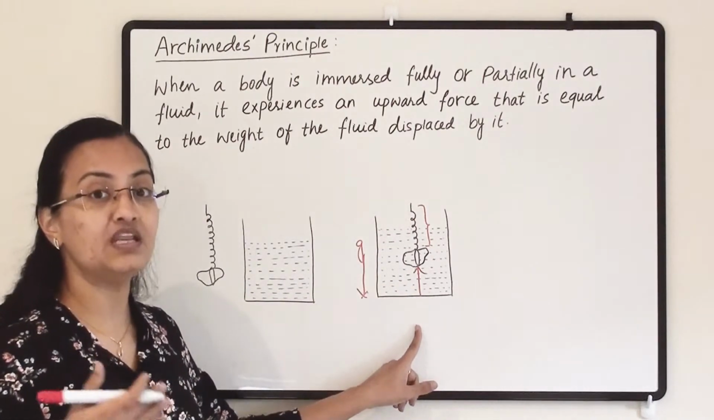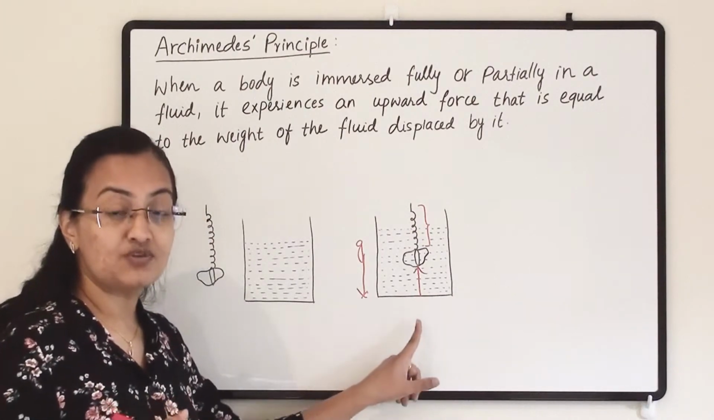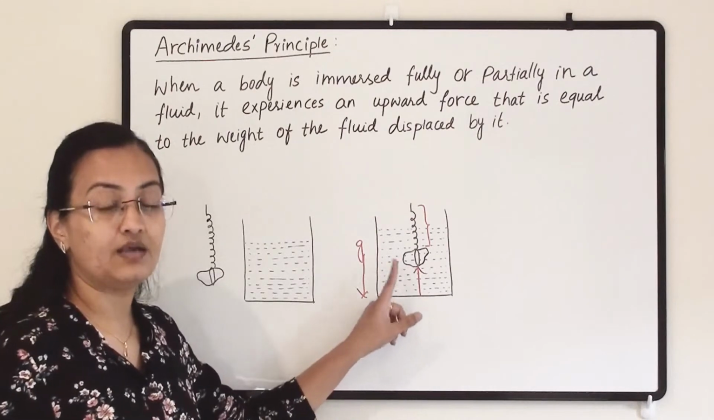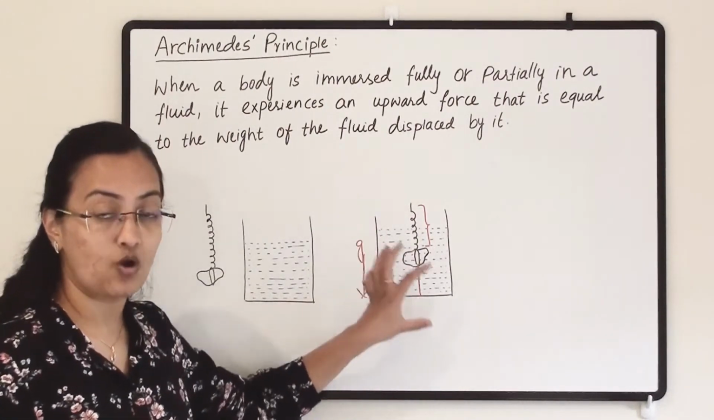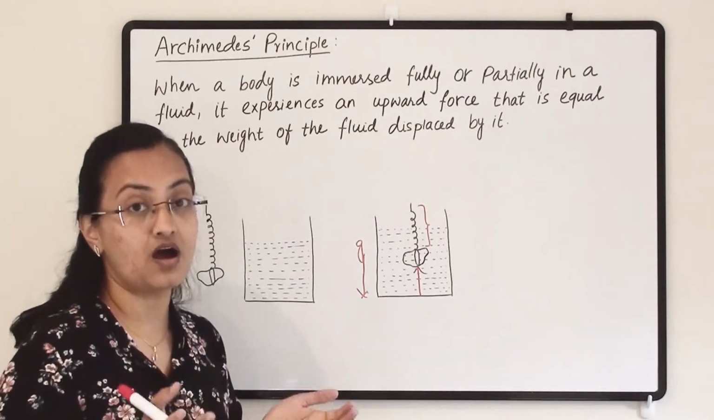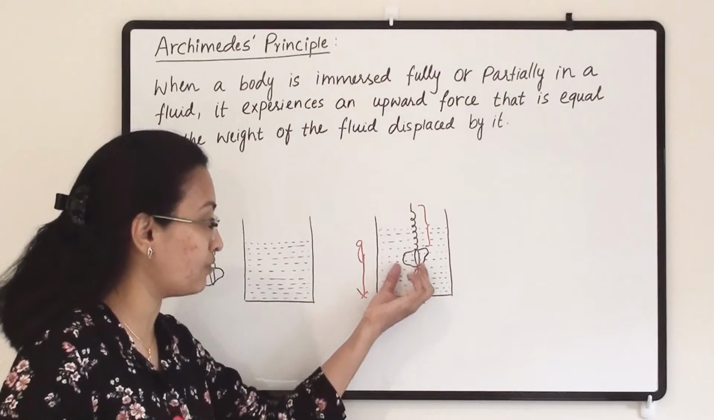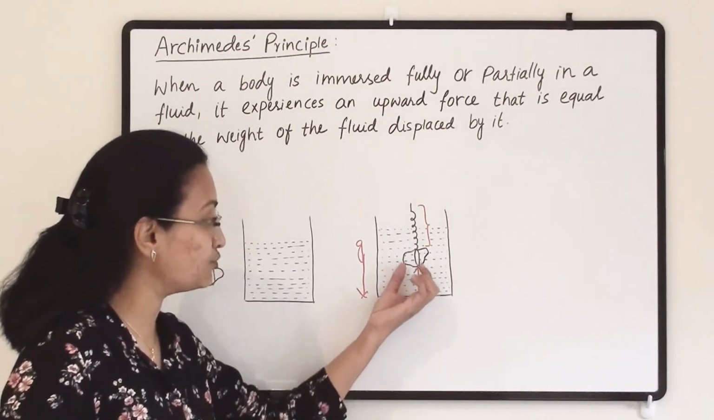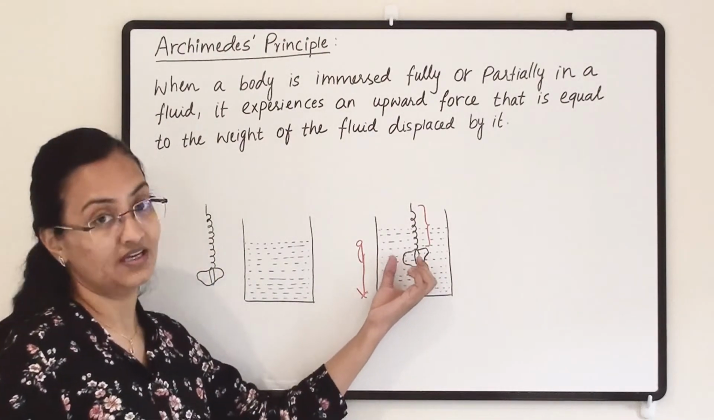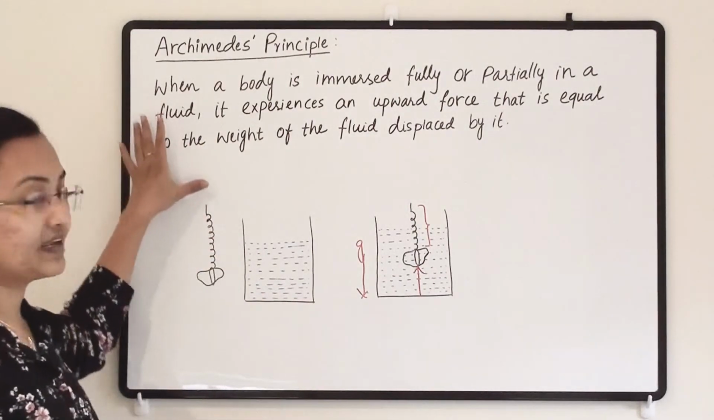Now what is the meaning of this? The meaning of this is that this much upthrust force is applicable on the object, and that is how much of the mass of the fluid the object has replaced, or how much fluid has been replaced by the object. That much upthrust force will be applicable on it, and this idea we get from the Archimedes principle.